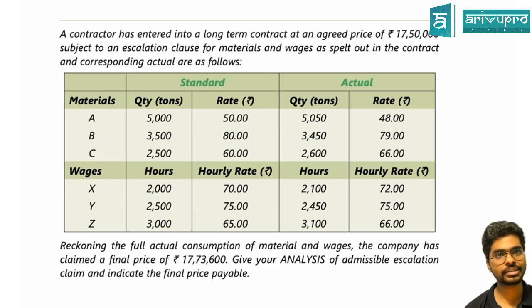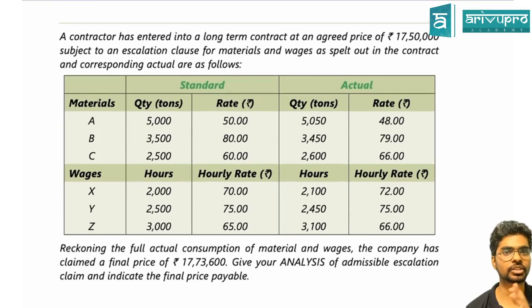The contractor has entered into a long-term contract at an agreed price of 17,50,000, subject to an escalation clause of material and wages spelled out in the contract. So they have given you the standard quantity, actual quantity, and actual rate. Reckoning the full actual consumption of the material, the company has claimed a final price of 17,73,600. Give your analysis of the admissible escalation. Okay.